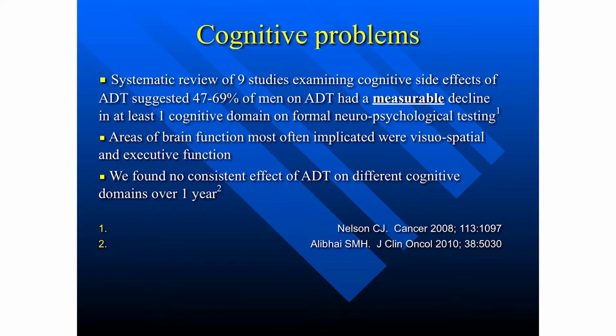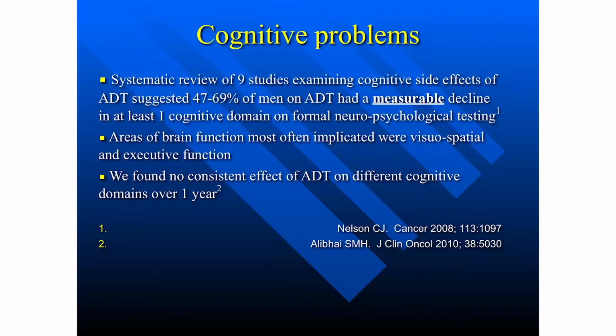There was a systematic review of 9 early studies of cognitive changes with ADT and found that 47 to 69% of the men in these studies had at least one measurable decline in one area of cognitive testing that was done. And what they did is they did a series of cognitive tests. Some of you may remember this from your undergrad days in psychology, where you have to remember lists of names, or you have to do mental arithmetic, or judge the angle of lines, or rotate objects, or things like that. So different aspects of brain function. So at least 47 to 69% of men on ADT had one area that was affected in a way they could measure. However, a couple of key things to keep in mind.